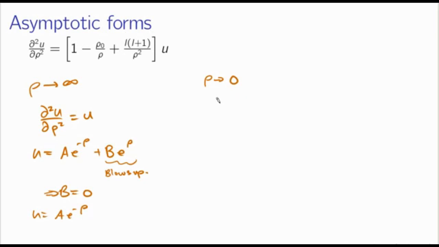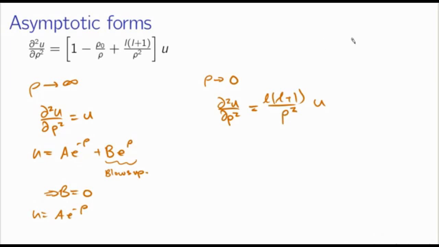That means the equation that we're working with here is the second derivative of u with respect to rho is equal to L times L plus 1 divided by rho squared u. This should also look familiar to you. I take the second derivative of a function of rho, and I get the function back divided by rho squared. Now, if I told you the first derivative was the function divided by rho, and the second derivative was the function divided by rho squared, you should think along the lines of polynomials.